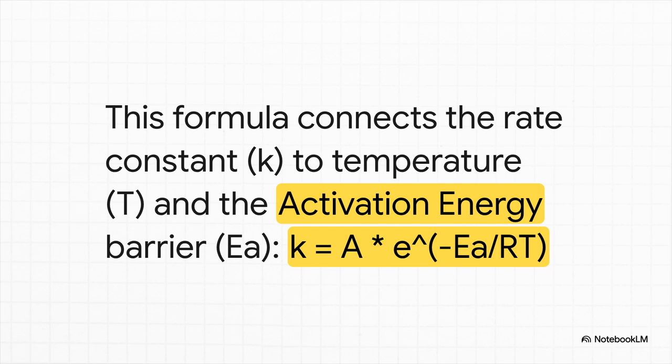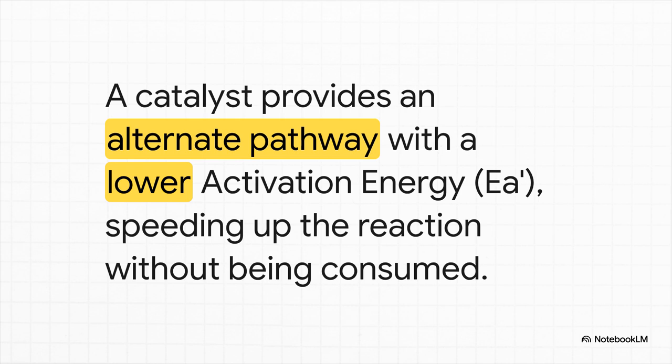Now don't let the equation on the screen freak you out. The Arrhenius equation is really just a beautiful, compact way of putting it all together. It shows that the reaction speed, which is that K value, is basically controlled by two big things: the size of that energy barrier, the Ea, and the temperature, T. The hotter it gets, the more molecules have enough juice to leap over that activation barrier and make the reaction happen.